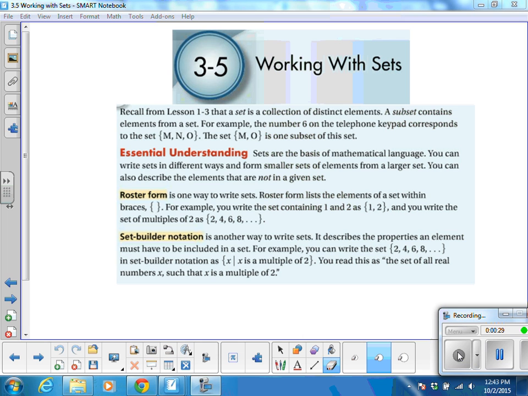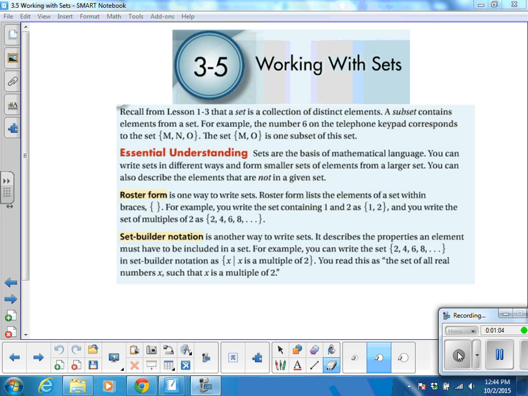Recall from lesson 1.3 that a set is a collection of distinct elements. A subset contains elements from a set. So you have a set of information, and a subset comes from that. For example, the number 6 on the telephone keypad corresponds to the set M, N, O, but the set {M, O} is one subset of that set. As part of your essential understanding, sets are the basis of mathematical language. You can write sets in different ways and form smaller sets of elements from a larger set. You can also describe the elements that are not in a given set.